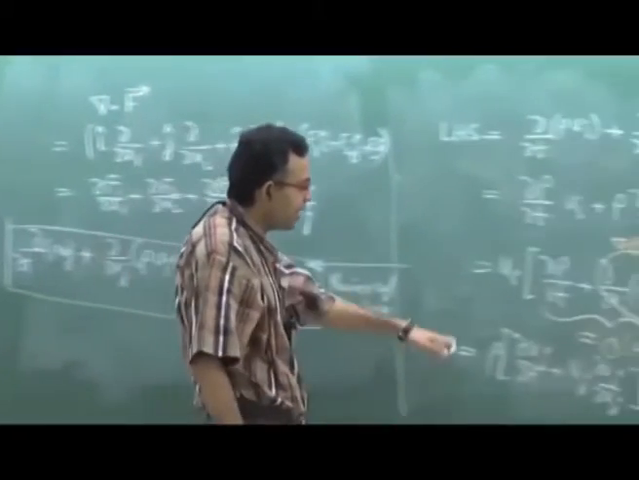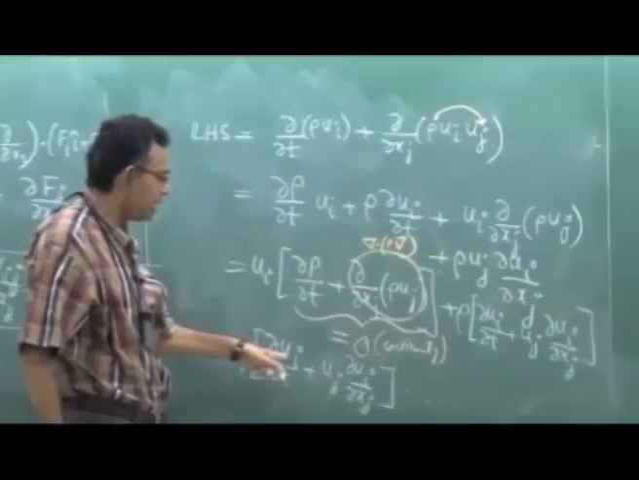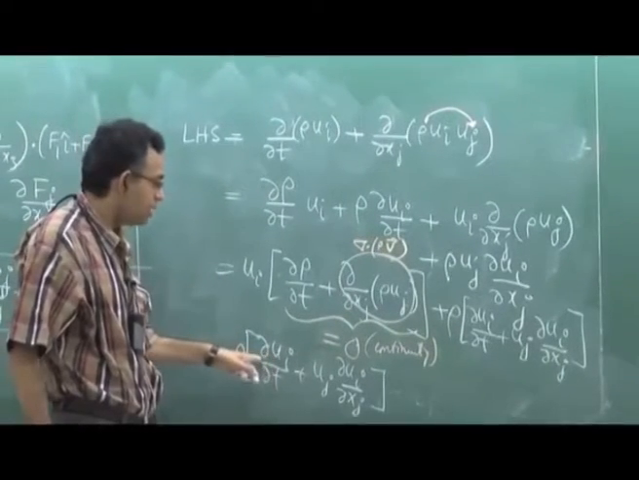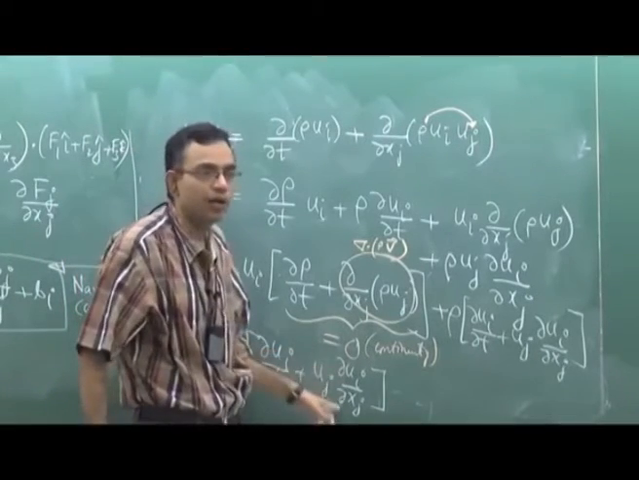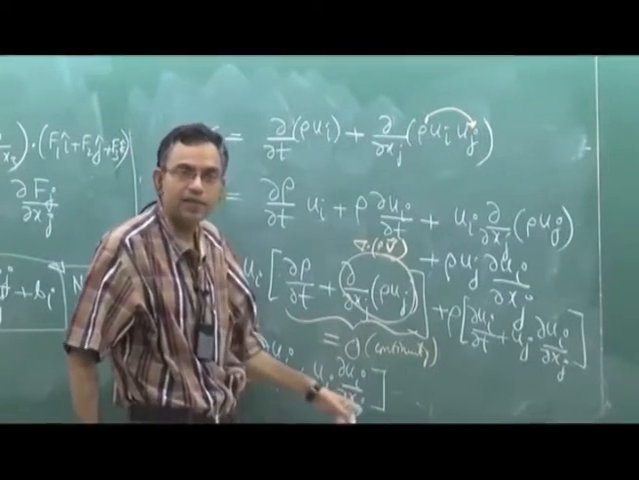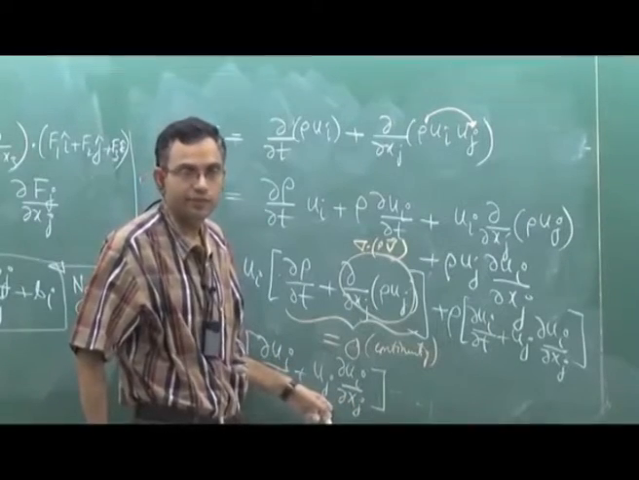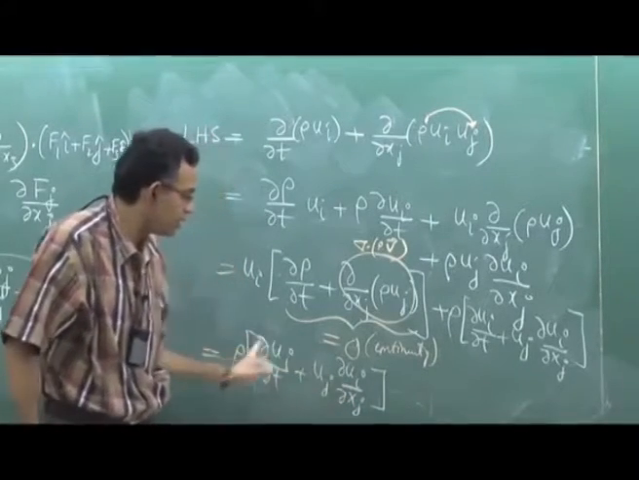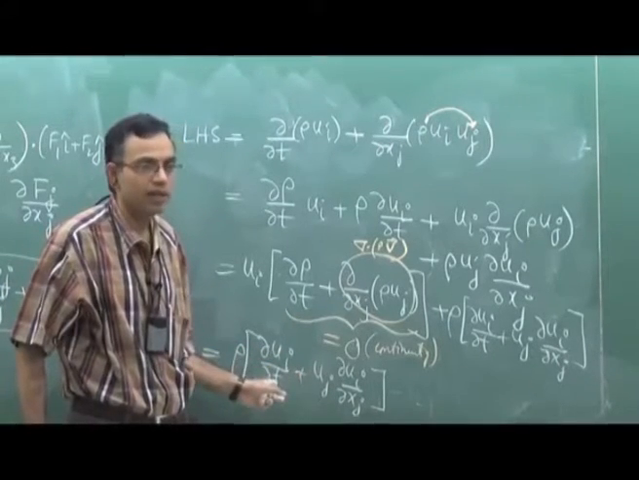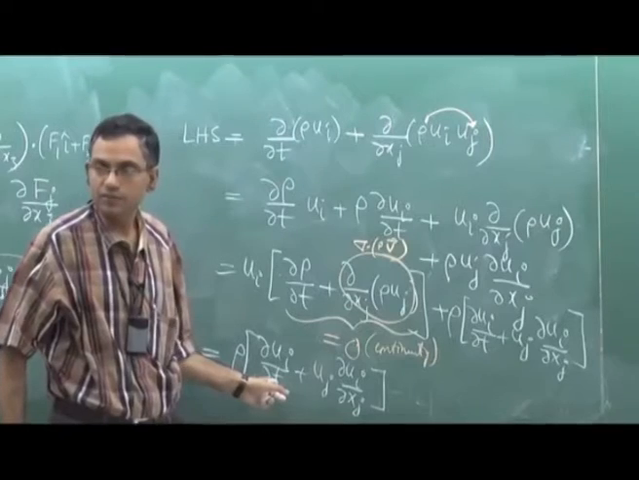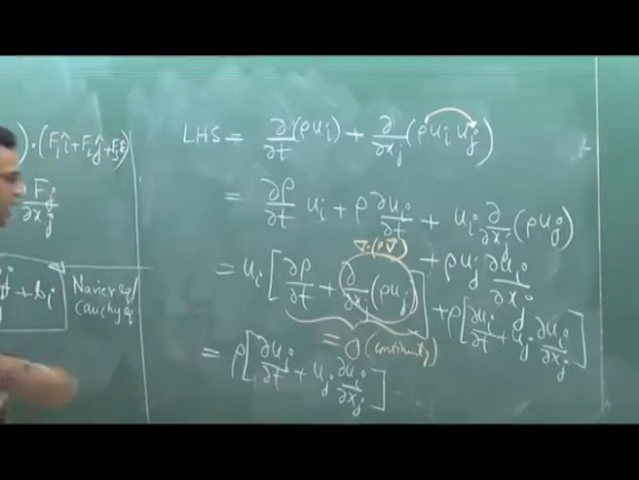So what is there inside? If it was x component, it is like del u del t plus u del u del x plus v del u del y plus w del u del z. That thing is written in the index notation. So this is the total derivative of the velocity or the acceleration along i. Okay. So the left hand side is rho into acceleration along i, right?